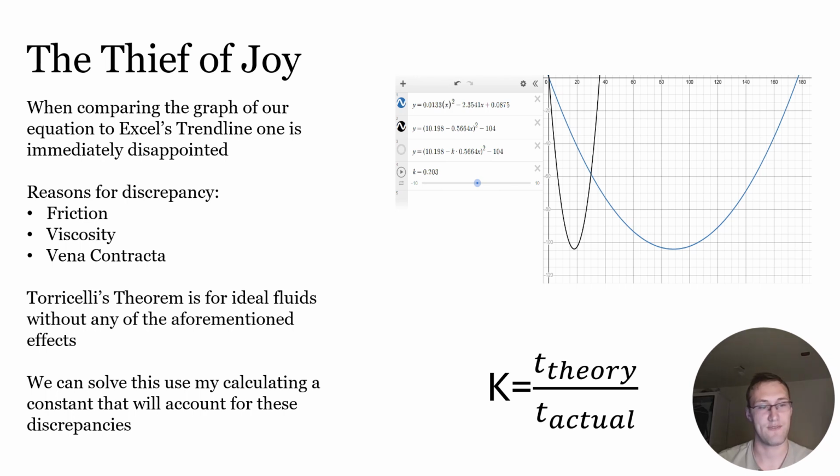We have to account for things like friction, viscosity, and something called the vena contracta, which is actually really cool. I would recommend looking that up. It's basically like the pinching that comes out of a faucet. But all we have to do to account for this is solve for a k value, which is just our theoretical time over our actual time. We plug that in, and then it matches. The red one that you see flashing here is ours, and the blue one is the original. It's a perfect match. It worked out a lot better than I thought it would.